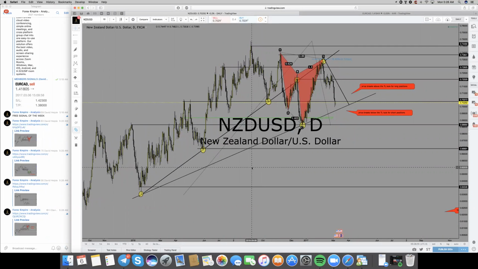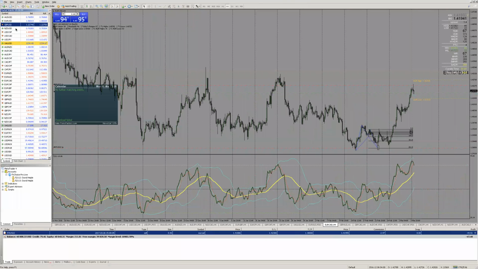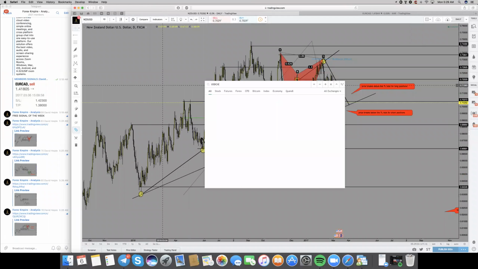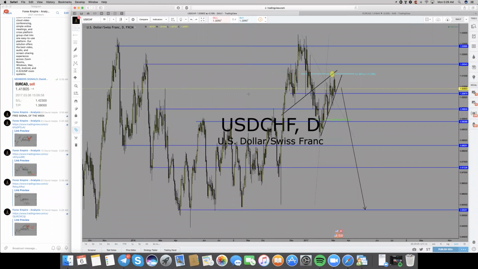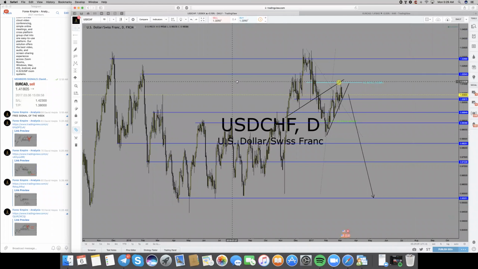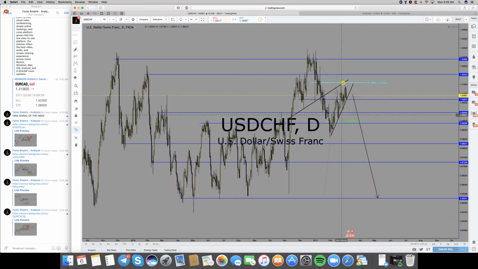All right, guys. So NZD is done, and we got USD CHF. Okay, on USD CHF, what are we waiting on? This was last week when the price broke out of it and then closed back in. So you have to readjust your trend line.